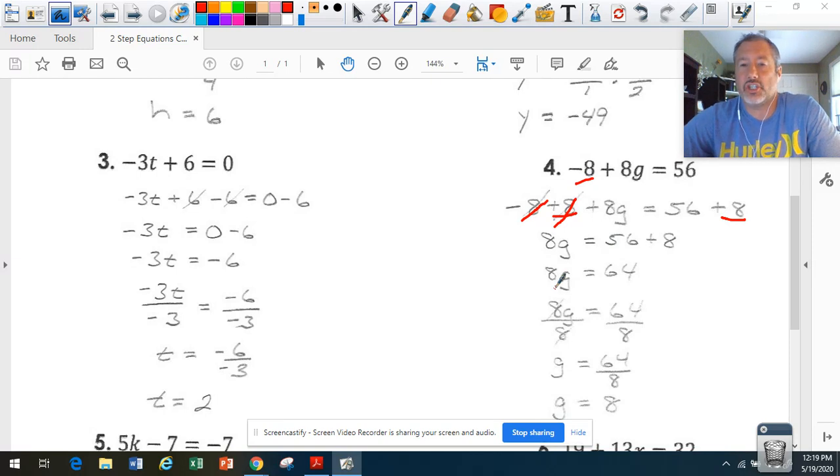So we got to get the g all by itself. So which means 8 is being multiplied by g. So we have to do the opposite of multiplication, which is division. So I'm going to divide both sides by 8. So these 8s cancel out and become 1. So I get g equals 64 over 8. G equals 8. Very good, guys. Very, very good.